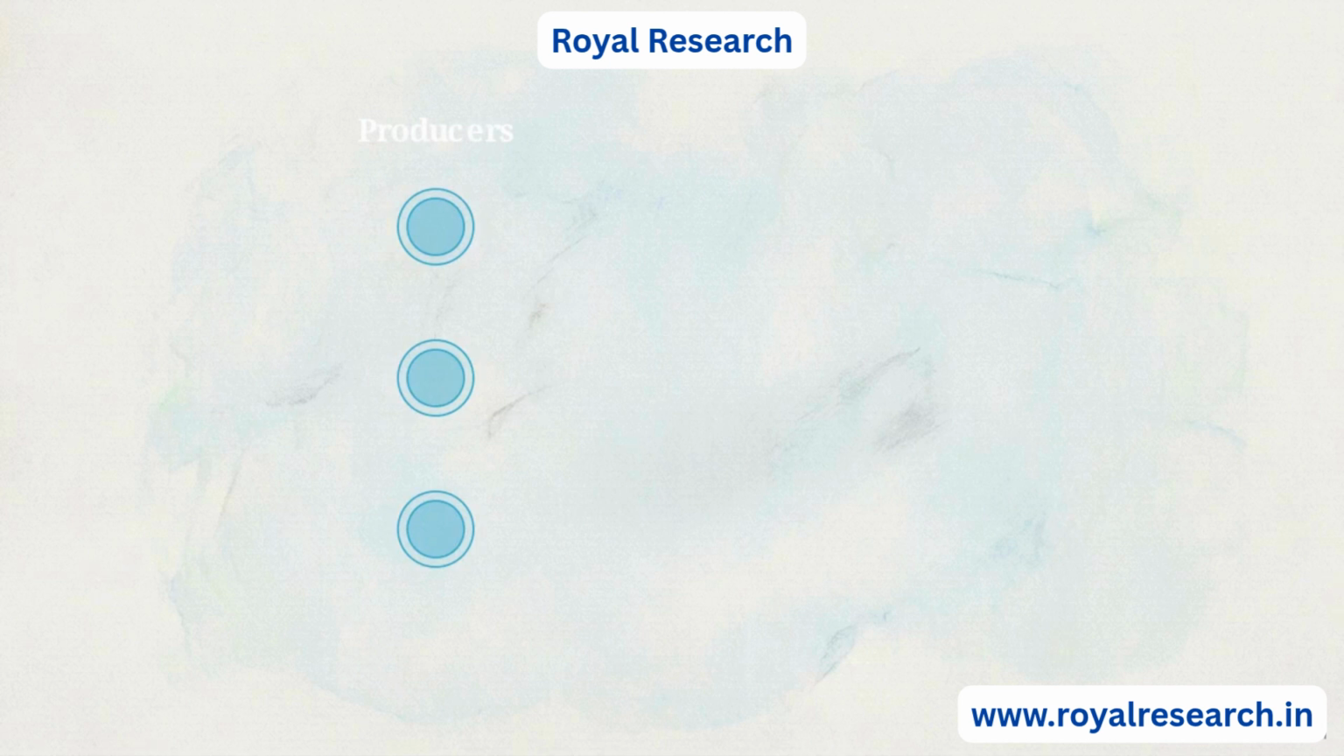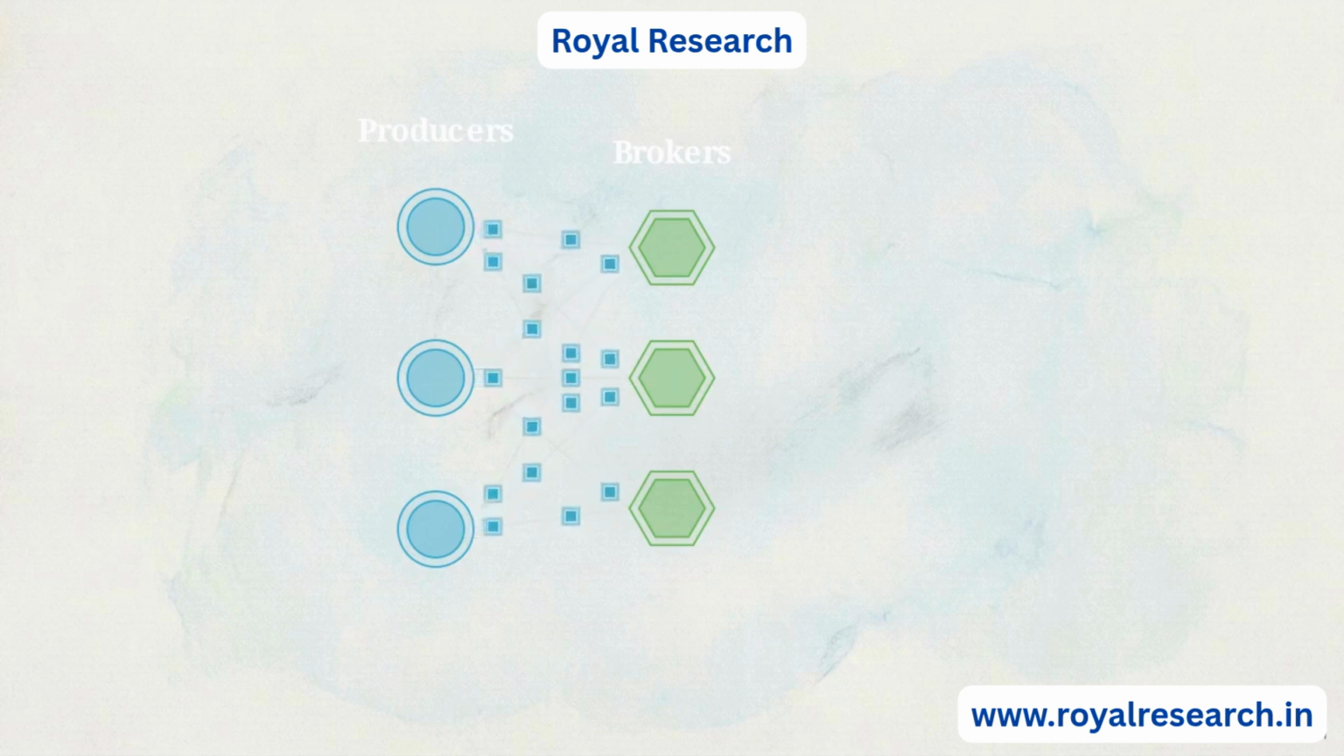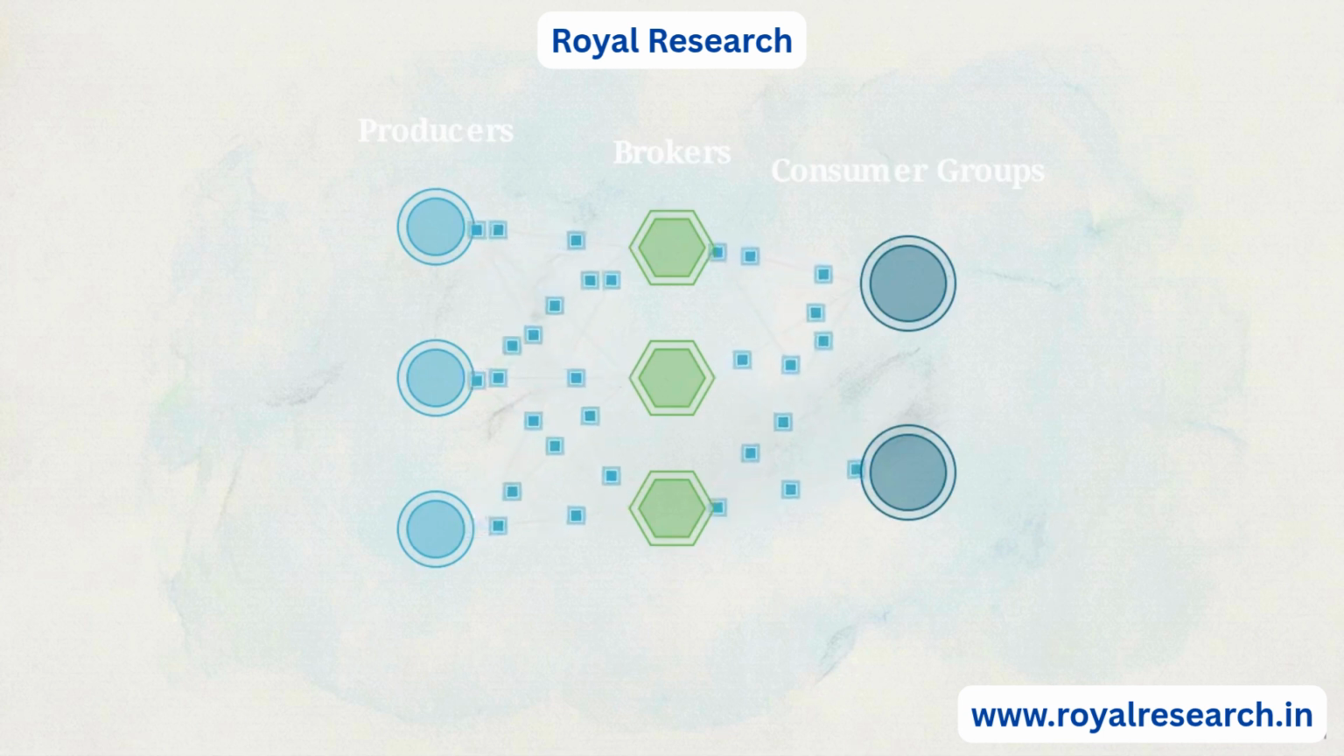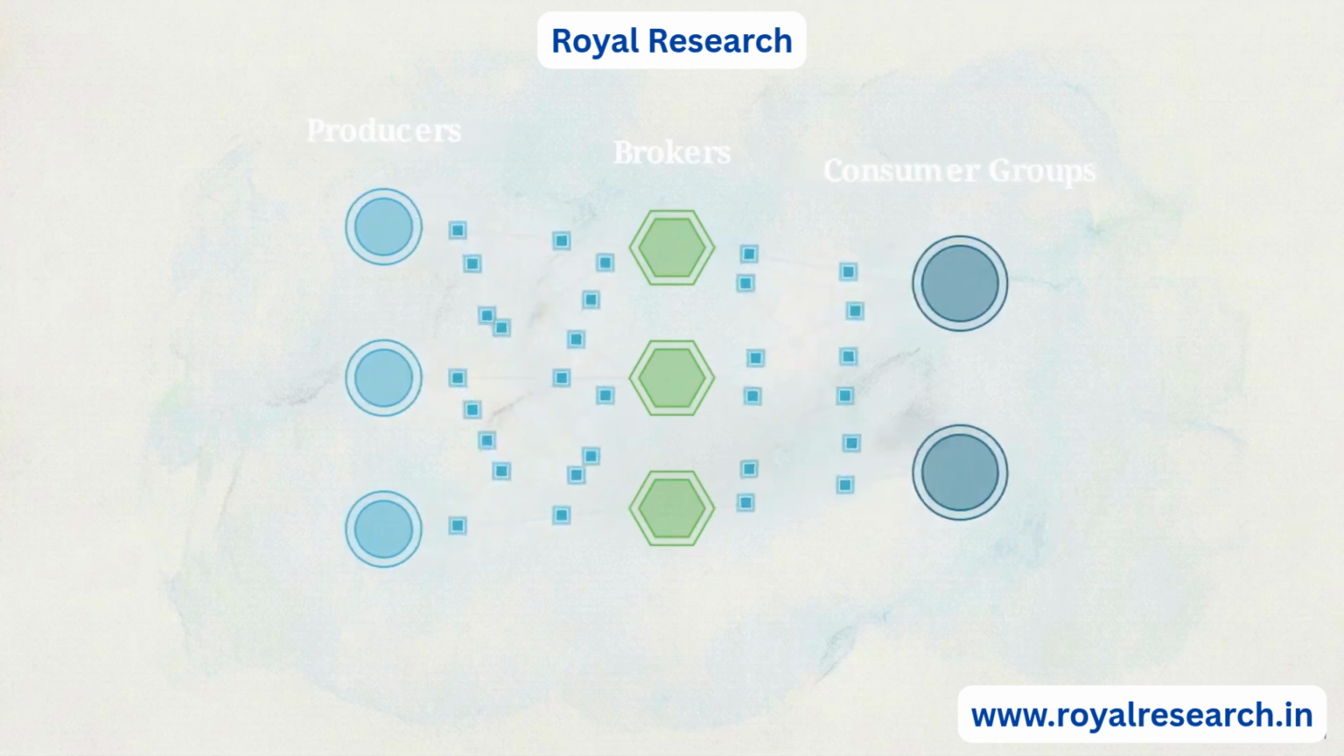On the left, we have producers, the applications generating the data. They push raw data blocks into a central array of brokers, which store and organize the information. Finally, consumer groups on the right pull that data for processing and analysis.